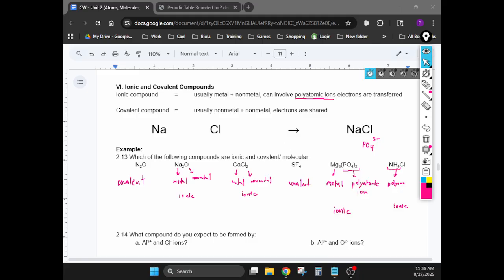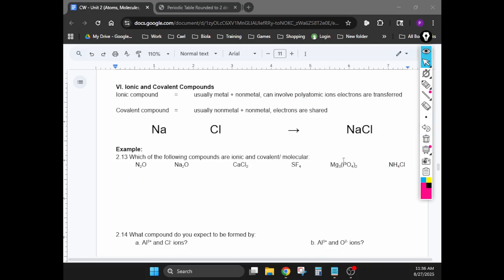Now, I do have some bad news. You do need to memorize the polyatomic ions that are important for this class. I know it's very unfortunate. You're going to need to know the name, the charge, and the formula. There are a handful that you need to memorize. They're not going to ask, what is the name of PO4 3 minus? But they'll have a formula with PO4, and you'll be required to know the charge, or the name.